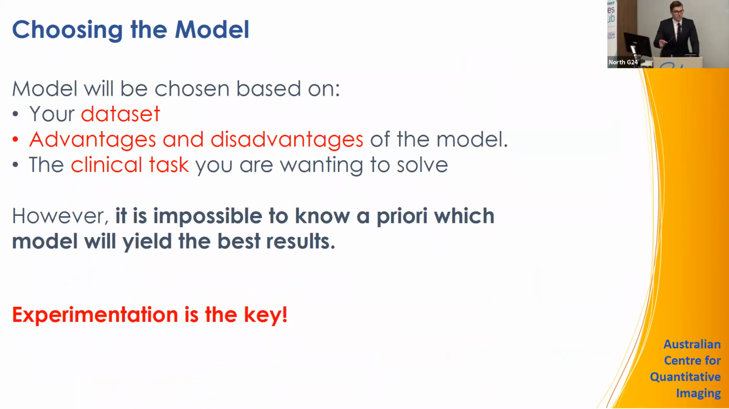When you're choosing the best model, there's a number of things that are going to go into that choice. The first of all is your data set, and then the advantages and disadvantages of the particular model you're thinking of using, and also the clinical tasks that you want to solve. But I want to stress that it's impossible to know a priori what model is going to perform the best for you. So experimentation is almost always advised when it comes to any machine learning task, basically.